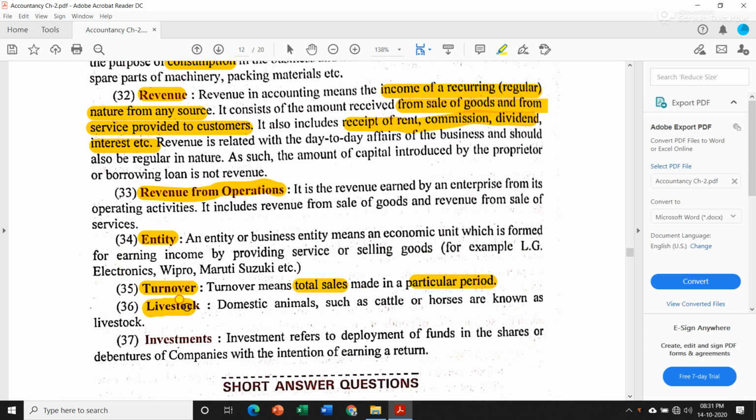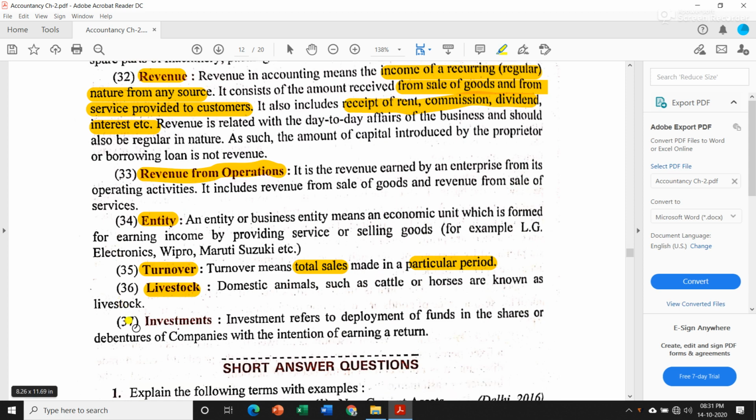Then livestock. Normally we know that domestic animals such as cattle or horses are known as livestock. And the last one is investment. It refers to the deployment of funds, which means you have spent money on funds, or you have purchased shares or debentures of a company. Okay, and on return of those investments, you will receive a certain amount of money as interest. So those are nothing but your investment.